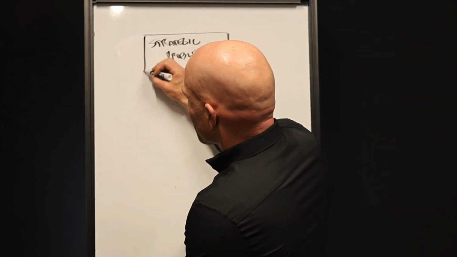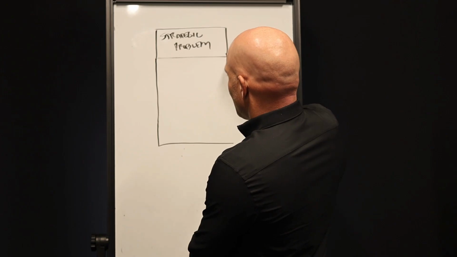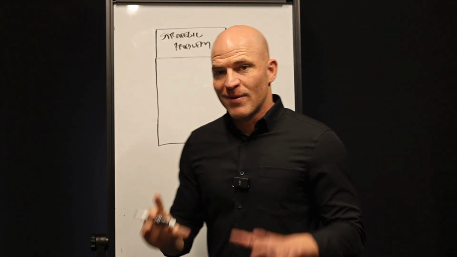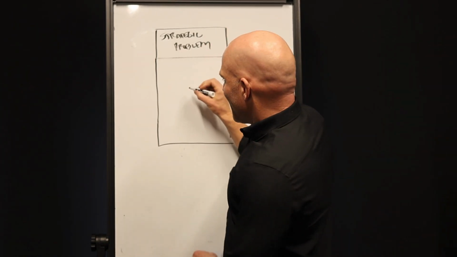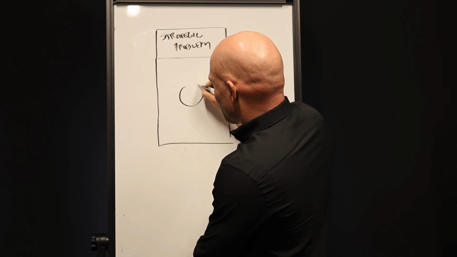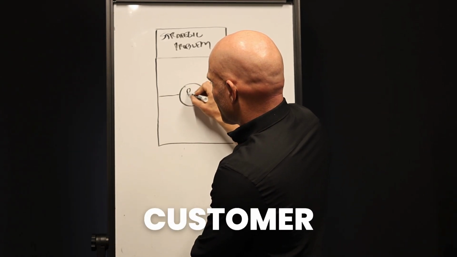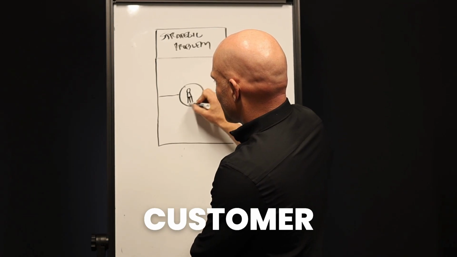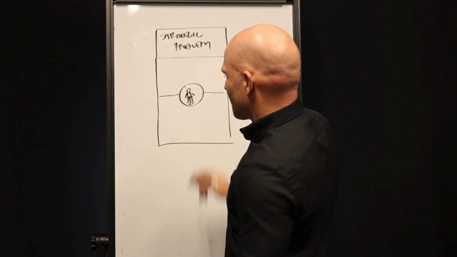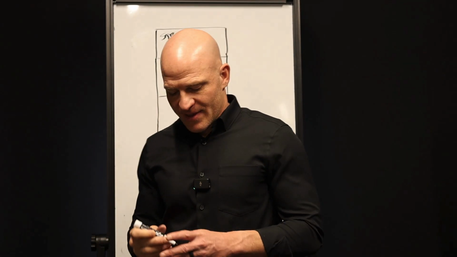See, strategy doesn't have to be this complicated black box. Instead, it's quite simple. Here's the rest of the framework, but with a lot of missing pieces. In the center here, okay, see this circle? We have the customer. I'll draw a little picture of a customer. Here's the customer with their arms out, if you can't tell what that is.